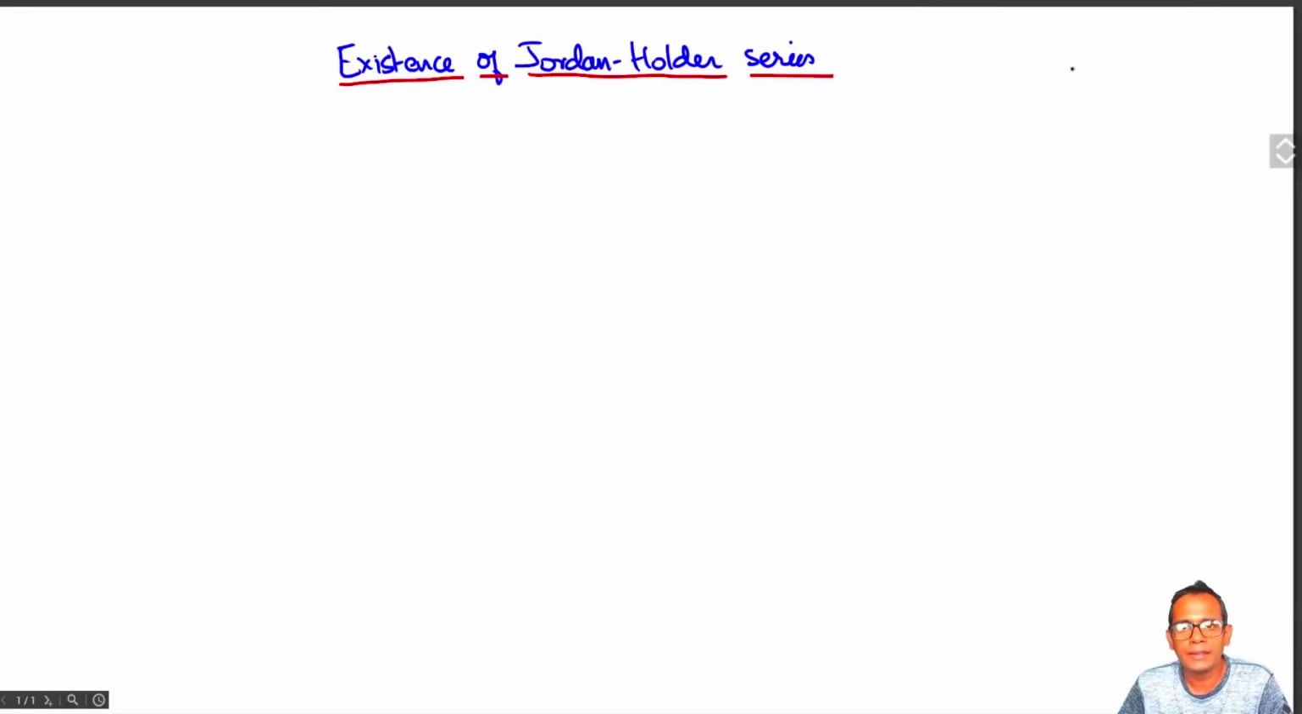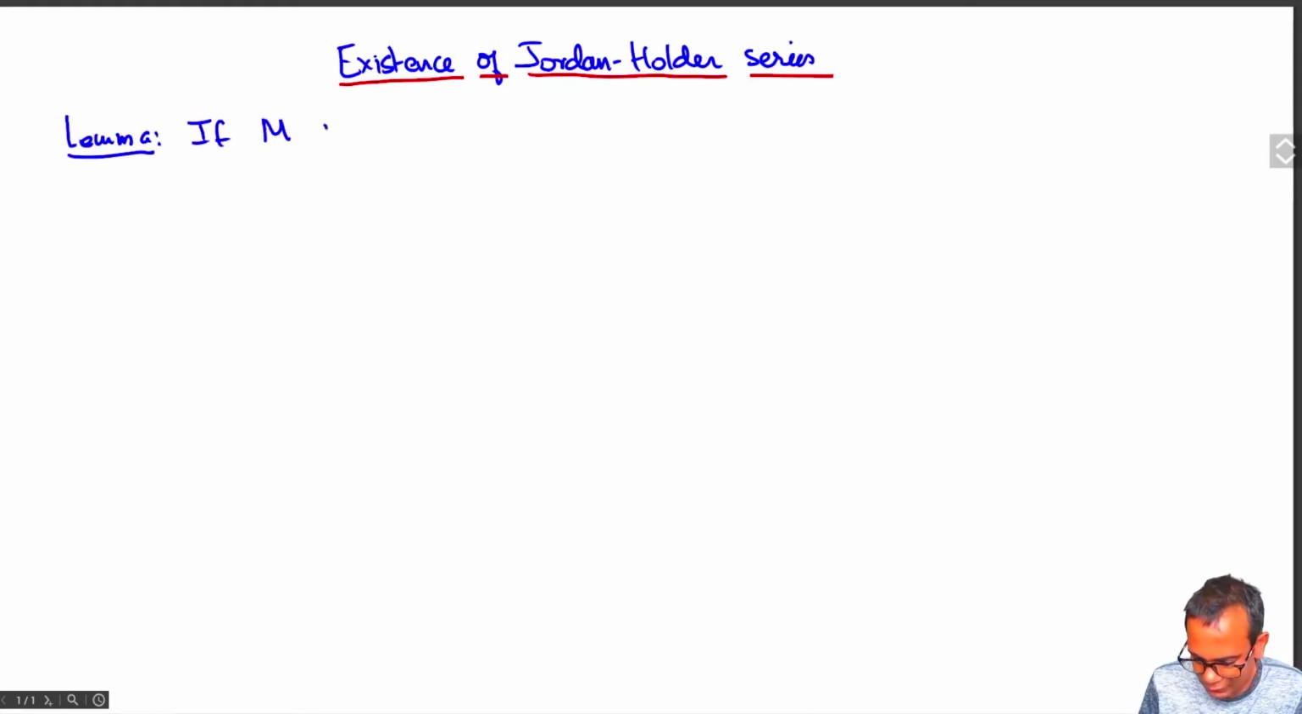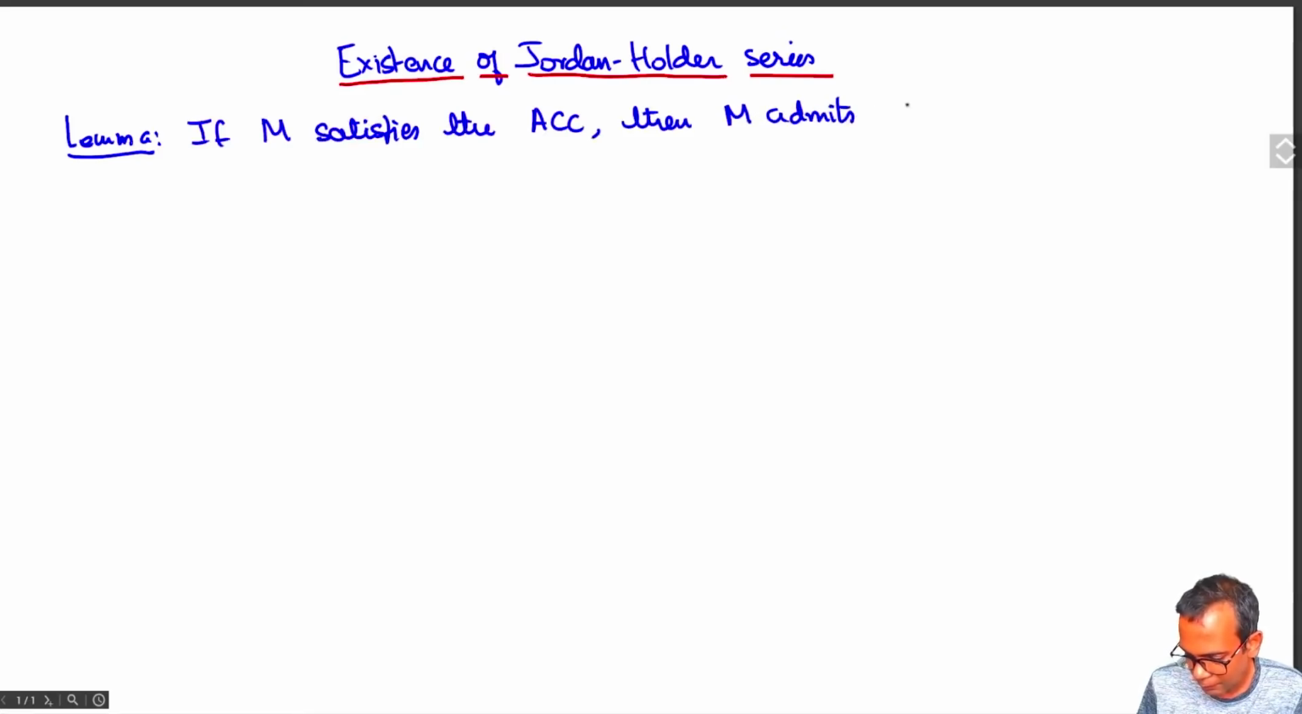I'll now show that if an R module M satisfies the ascending chain condition and the descending chain condition, then it admits a Jordan-Holder series. So to prove that, first we prove the following lemma: if M satisfies the ascending chain condition, then M admits a maximal proper submodule.